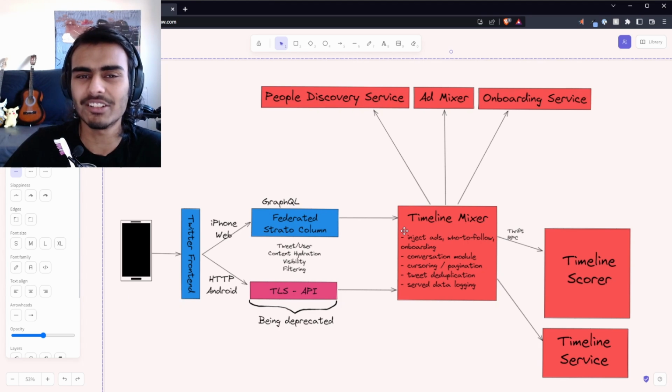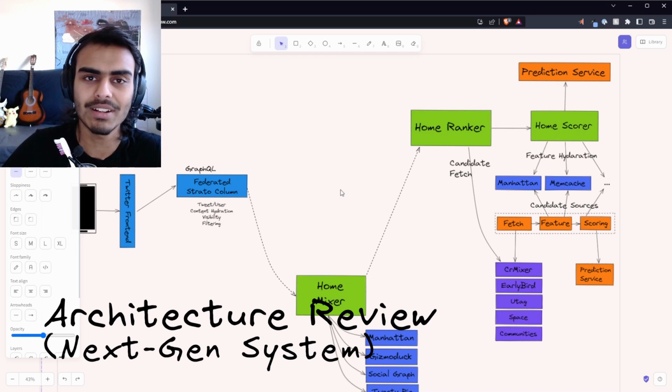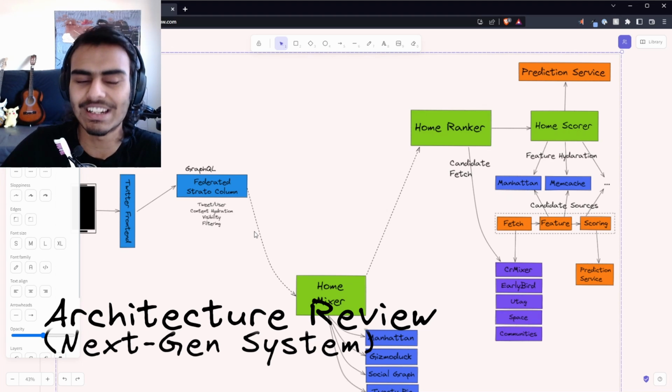There's not much else to analyze here. There's not a lot of other information. So let's move on to the more juicy part, the next gen system. Now, similar to the last one, I removed everything that was a part of the current or the legacy system of Twitter. The backbone of this system are the main dotted lines or dashed lines. I don't know if these are dashed or dotted.